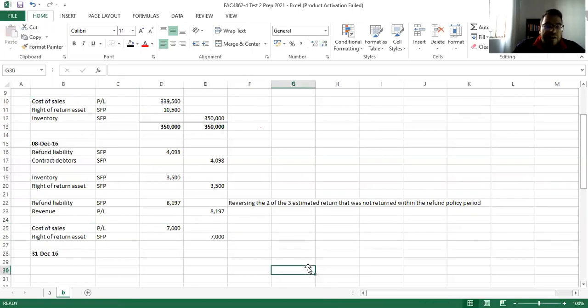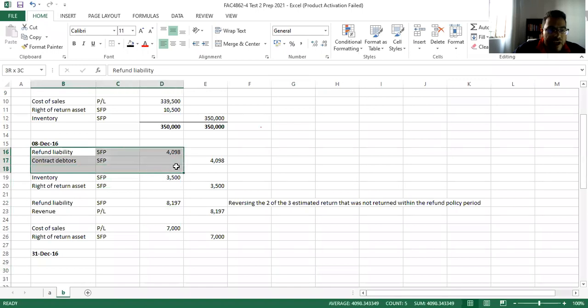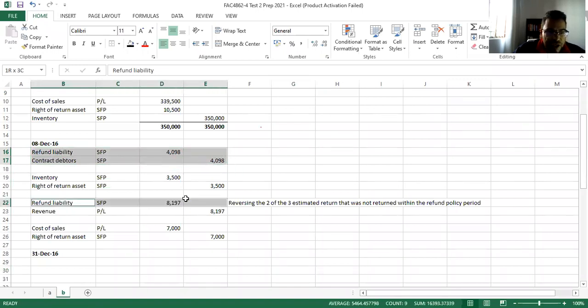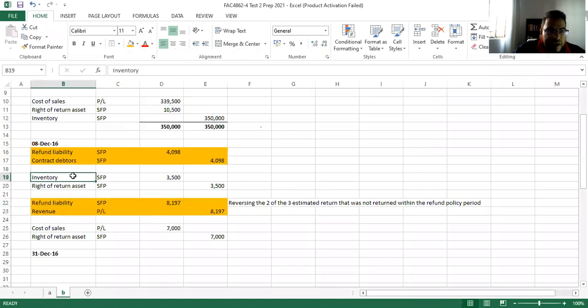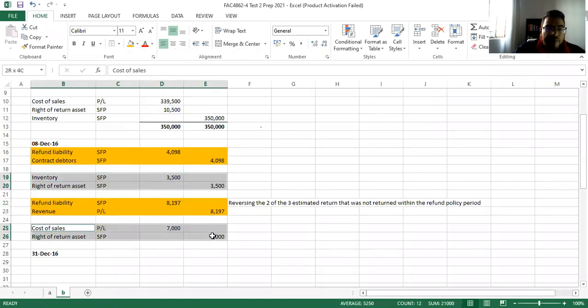So those are the journal entries at 7 December. What you can do is combine this transaction with this transaction into one. I'll just highlight it in orange. This transaction with this transaction or journal can be combined into one.